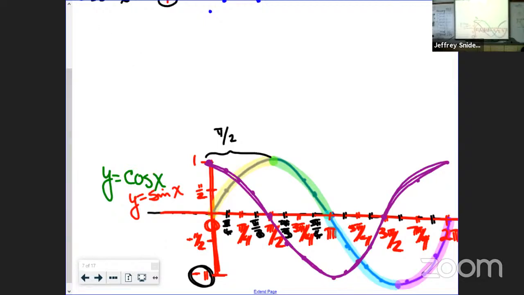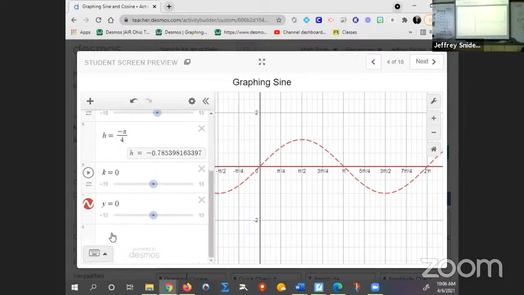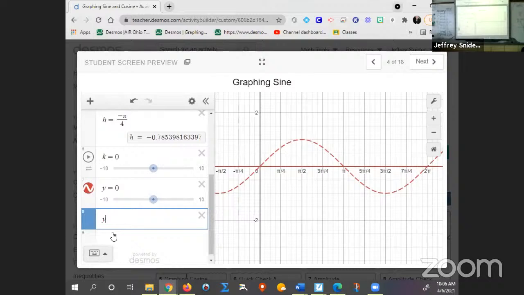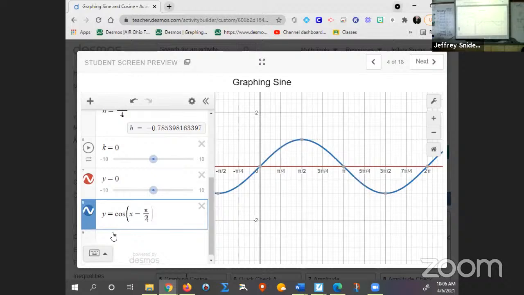So what I'm telling you is this. If I go back to what I was showing you earlier, this thing right here, okay? Let's say this is the sine of x. I'm going to turn this stuff off. Down here, I'm going to type in the following. Y equals the cosine of x minus pi divided by 2. What do you notice? It went right on top of the other graph.